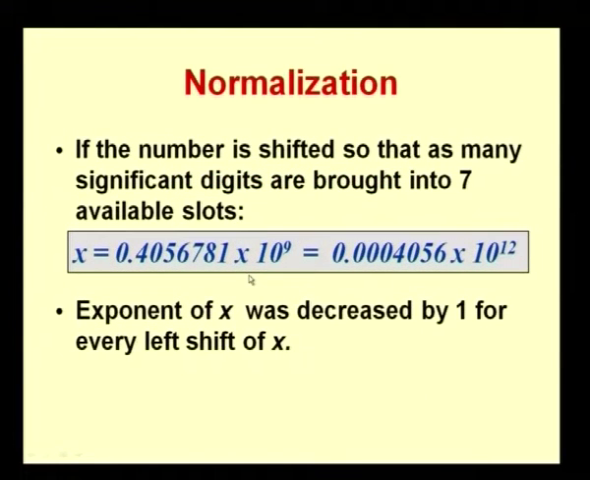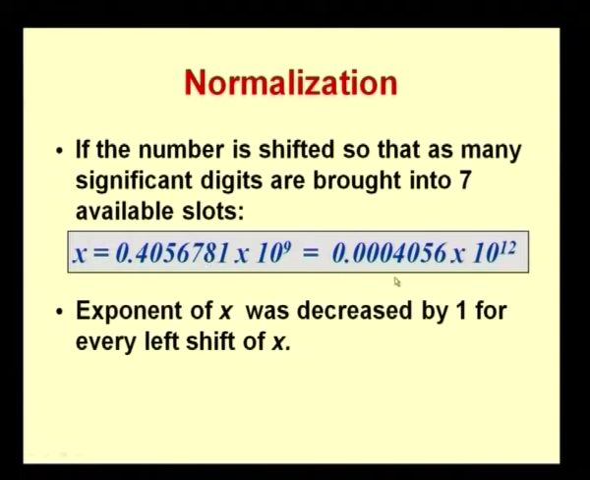So, what I am actually doing is, when there are leading zeros in my representation, I can do away with those leading zeros and represent more significant digits in the available slots, by adjusting the exponent appropriately. How do we adjust the exponent? All we do is decrease the exponent by 1 for every left shift of the number that we are doing here.